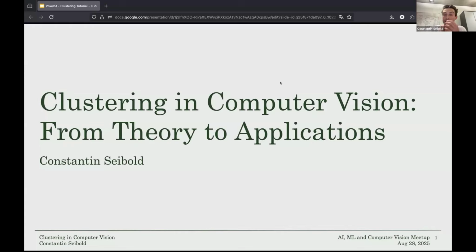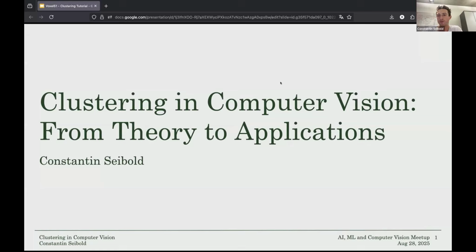And my talk is about clustering in computer vision, from theory to applications. Clustering is something all of us have maybe seen in your bachelor's or master's, or maybe just applied k-means sometimes. So it's a relatively common concept that everyone has some feeling about, but most of the time in computer vision, it falls behind these fancy new models where you see the 3D segmentation models or YOLO or similar things.